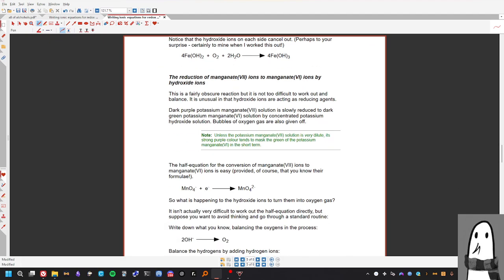So now we're talking about manganate ions. So we talked about gas being produced. And your original solution is going to be dark purple, and it's going to contain potassium manganate, and it's reduced to a green colored potassium manganate. And it's from VII to VI, so it's actually gaining electrons. Okay.